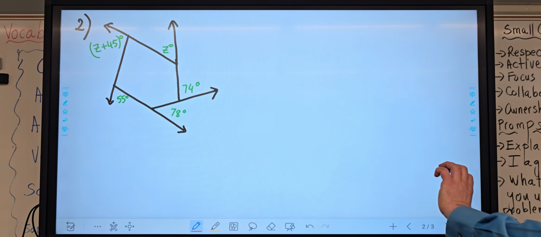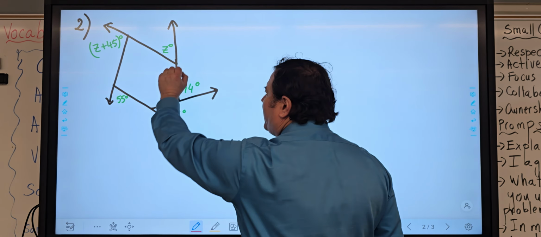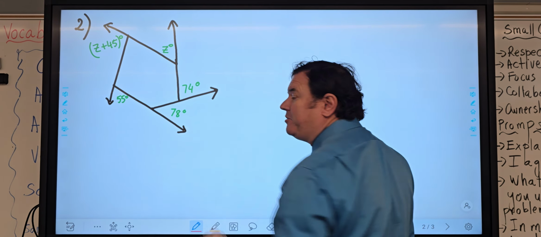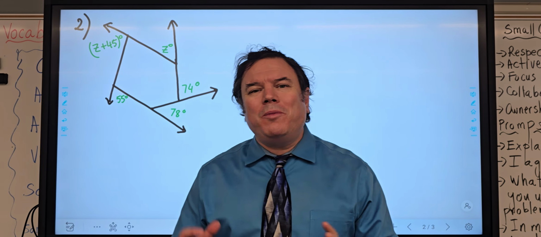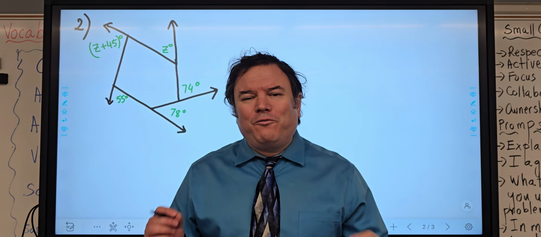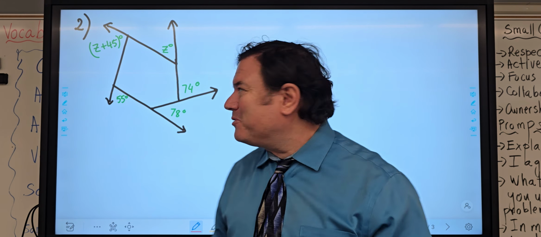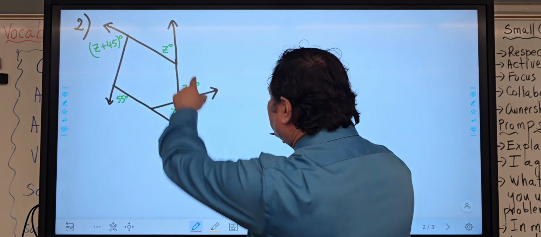Let's take a look at another problem. In this problem, again, we have a whole bunch of angles: z plus 45, 55, 78, and 74. Regardless of how many angles we have, we know for sure that all the exterior angles of any polygon add up to 360 degrees. So let's add these angles.